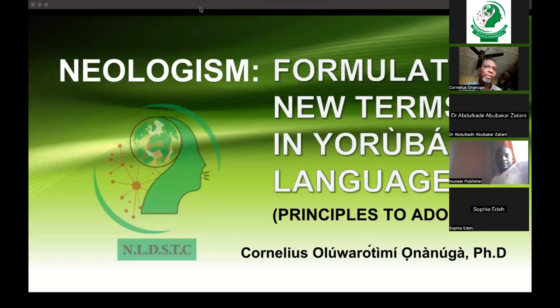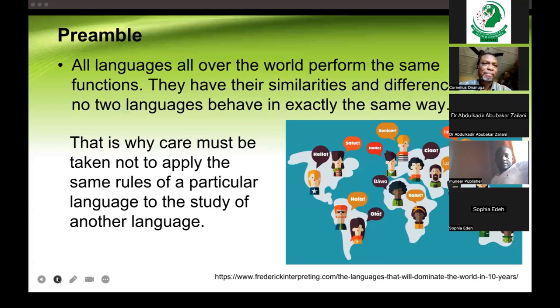The issue I want to quickly discuss is on neologism in the Yoruba language. As a matter of a preamble, I have pointed out that all languages all over the world perform the same function and they all have the ability to grow. They have their similarities and differences, because no two different languages behave in exactly the same way. And that is why care must be taken not to apply the rules of a particular language to the study of another language.